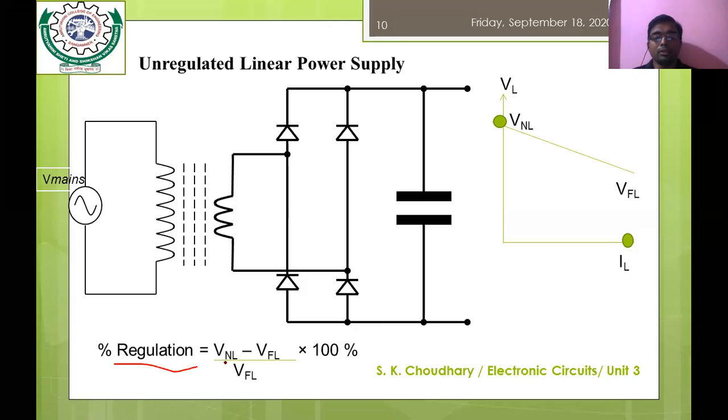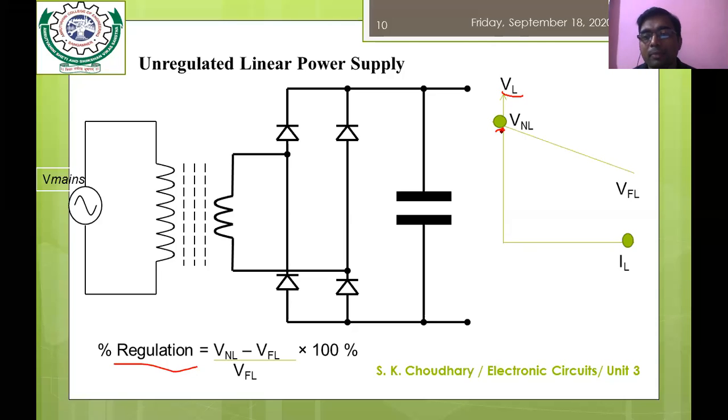That is equal to VNL minus VFL, where VNL means the no load voltage, the output voltage at the time of no load, and VFL is the output voltage at the time of full load, divided by the full load voltage, multiplied by 100, so that we obtain this value in percentage. No load means there is no load connected to the output circuitry. So at that time, the load voltage VL would be maximum. That is shown by this dot.